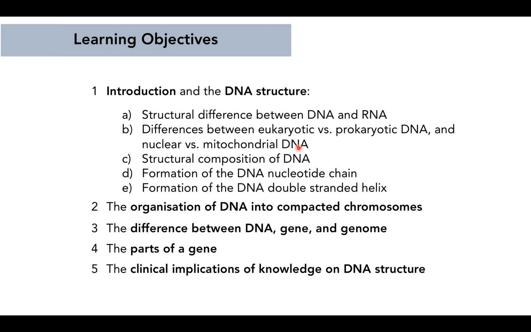And once we know all that and the basics of what DNA is, then we want to know about what exactly is the structural composition of DNA and how does one form a nucleotide chain, which will then form a double-stranded helix. And then once we know about the structure of DNA, we want to know about how does DNA get organized into compacted chromosomes.